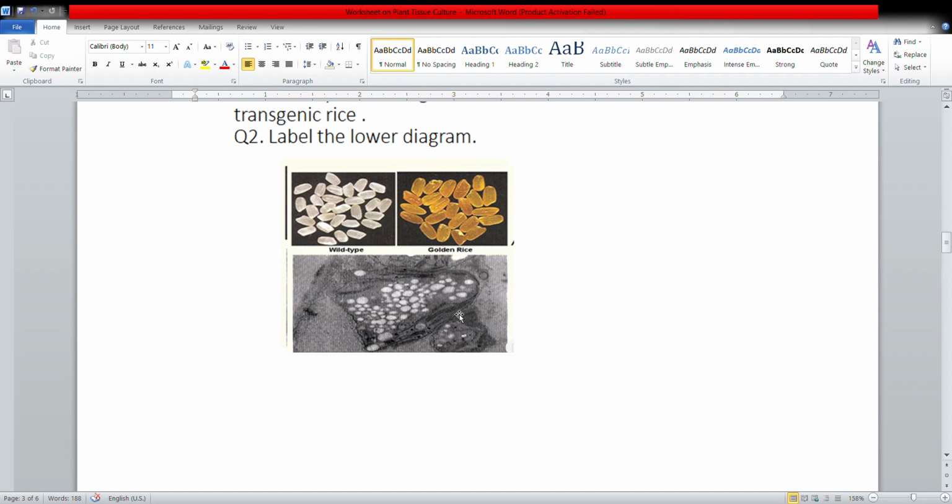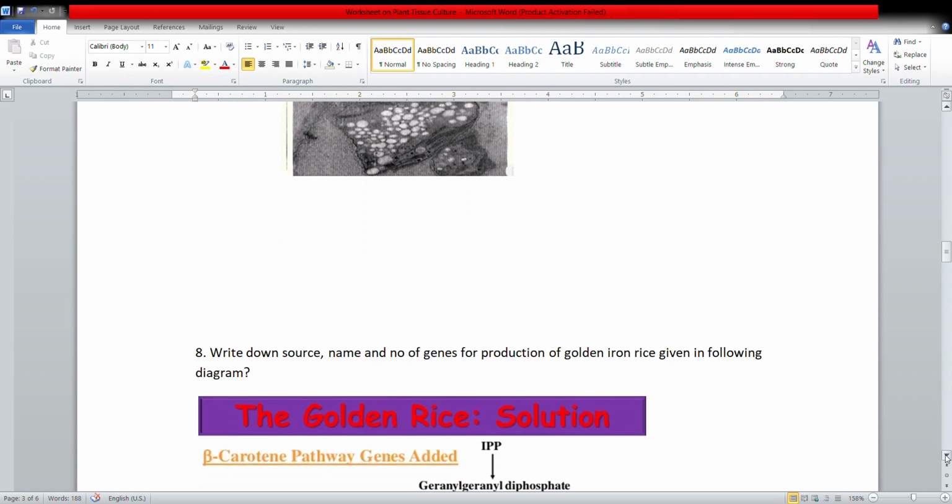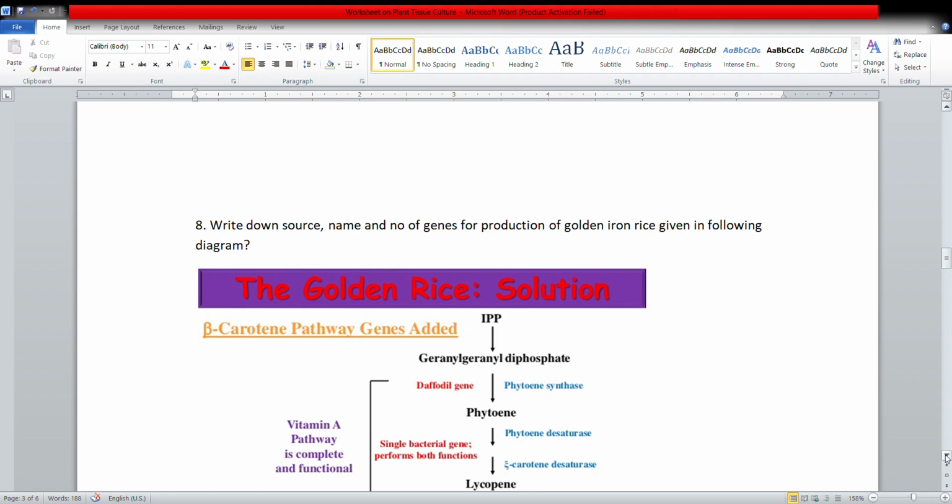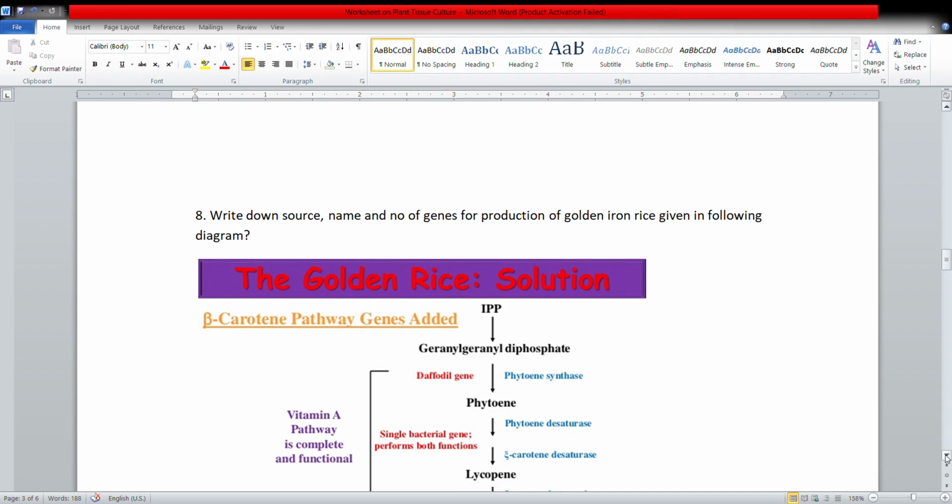And the next diagram is globules of polyhydroxybutyrate, which is responsible for natural plastics, that is biodegradable plastic, that is going to develop inside aerobic systems. So you have to identify the diagram also. It may come in your competitive exam or in your CBSE exam. Now come to write down the source and number of the genes for the production of golden rice in the following diagram.